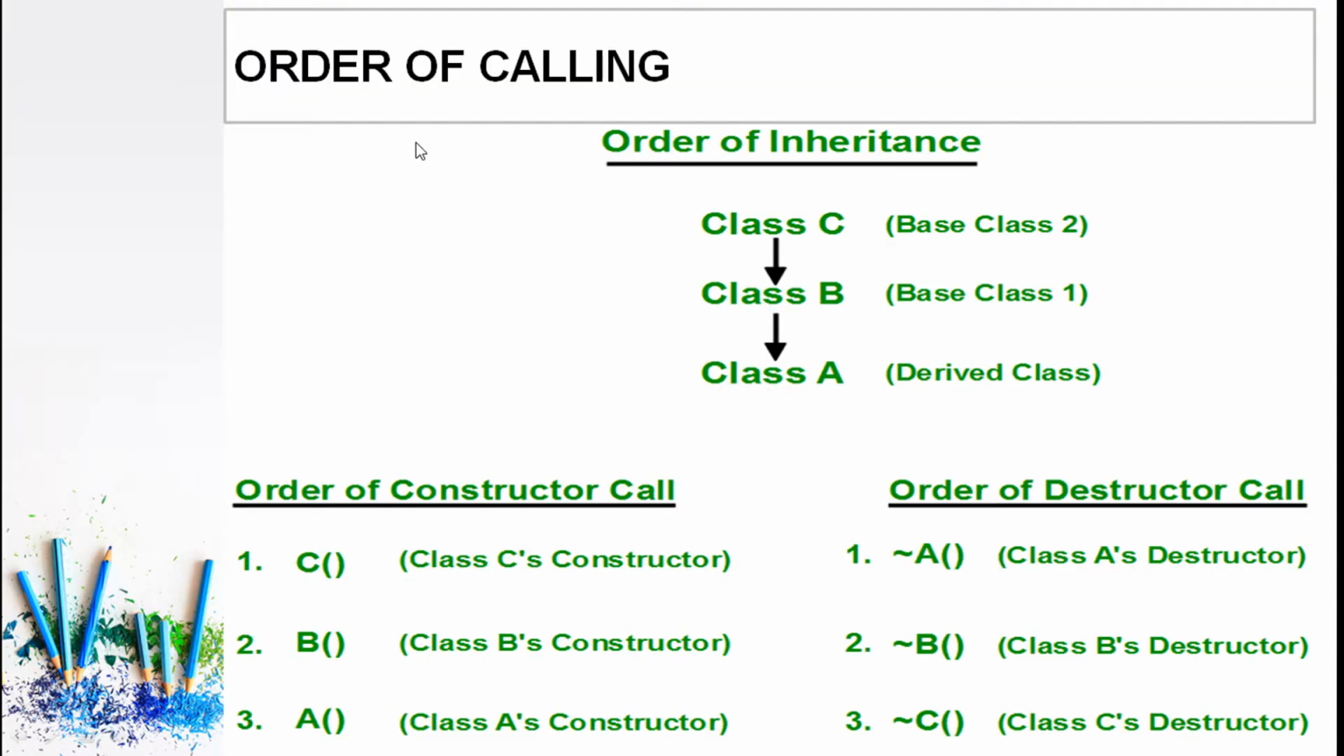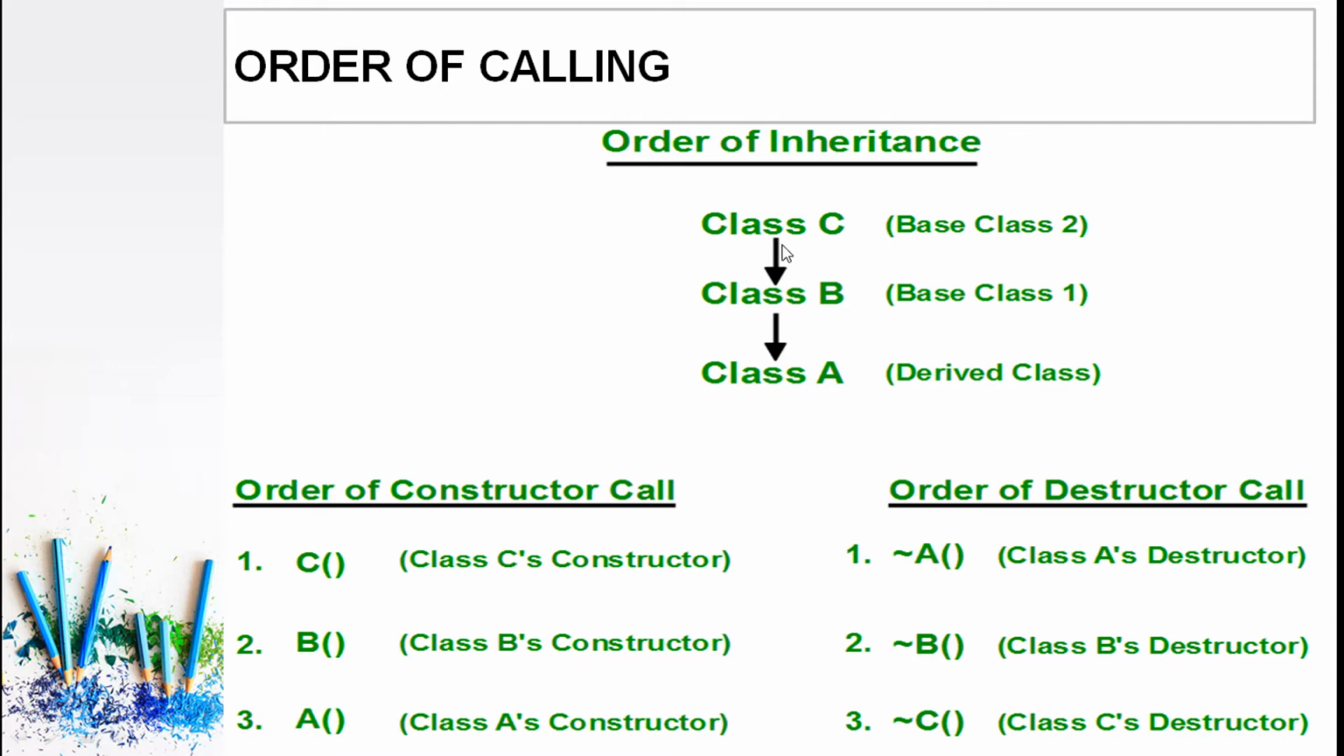Now, calling a constructor in terms of inheritance, when we have base class C, base class B, and base class A. If A is the derived class, then the base class C will be called first, then base class B will be called next, then the class A will be called next. That is, the order of calling is the constructor in class C, the constructor in class B, and the constructor in class A.